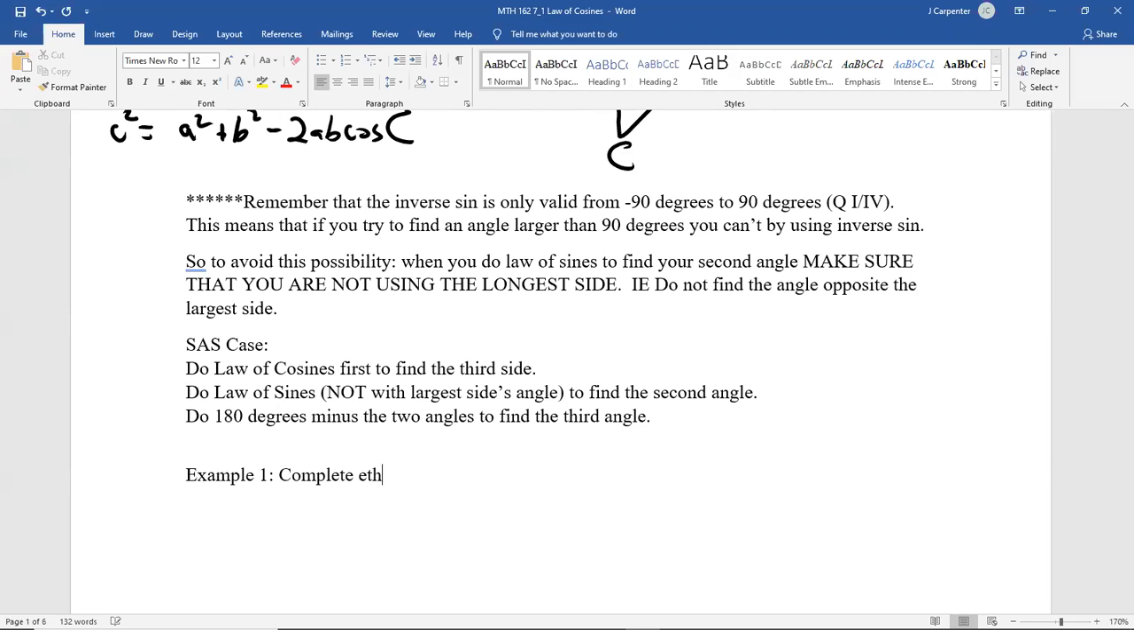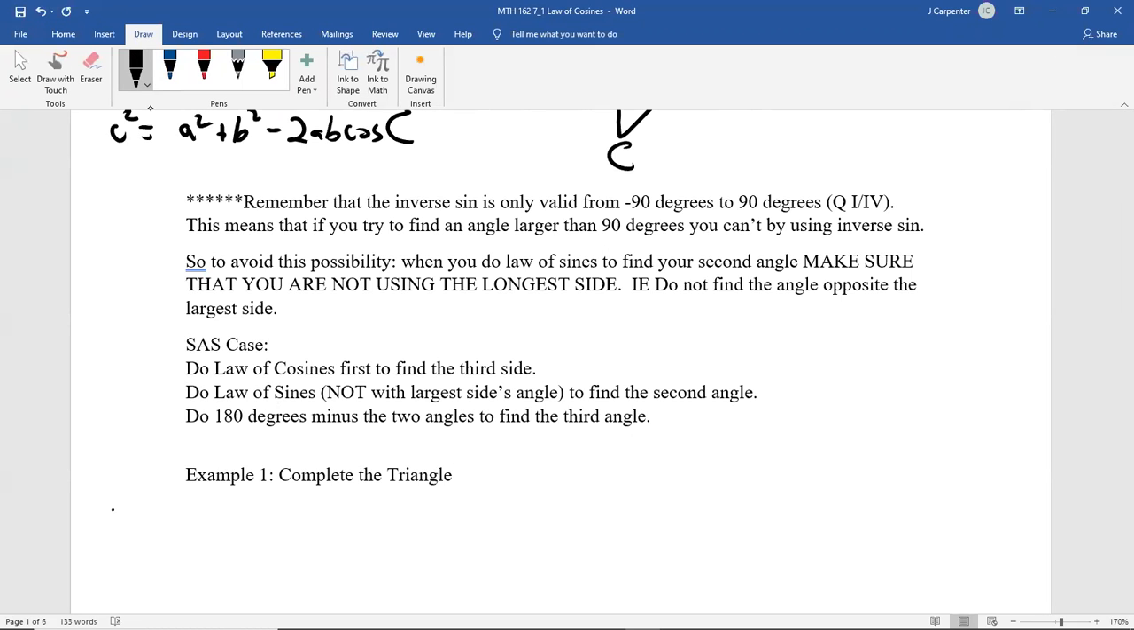Complete the triangle. I can give you these as an image, or I can give them to you as a list of just parameters. Let's go back to giving you an image. This will be A. So let's go triangle. Don't assume this is equilateral or right or anything like that.